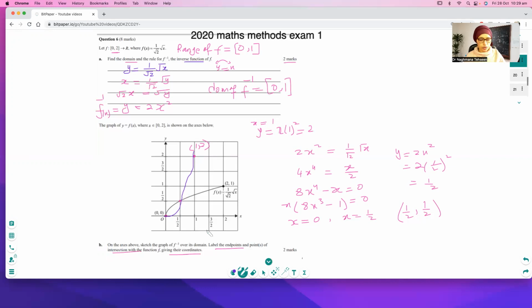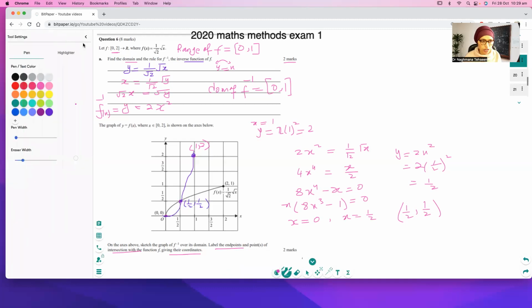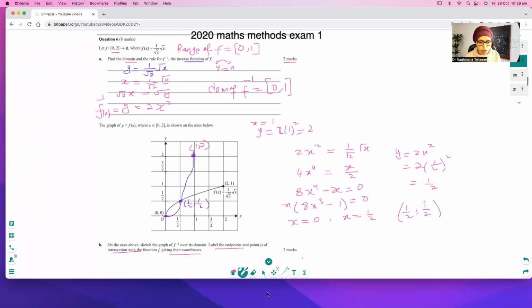So we got that inverse function. So we label that endpoint in here. We label this endpoint in there. And then you also label the point of intersection, which is 1/2 and 1/2, and then 0, 0. Or you also know that this inverse function is the reflection of the graph along the line y is equal to x, which you could easily see is this line, right? So that would be the line y is equal to x, where the graph is just a reflection of that. Okay, so we're done with this part of the question.